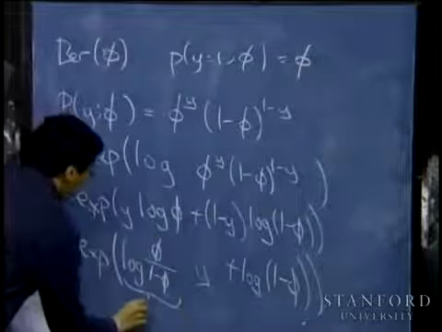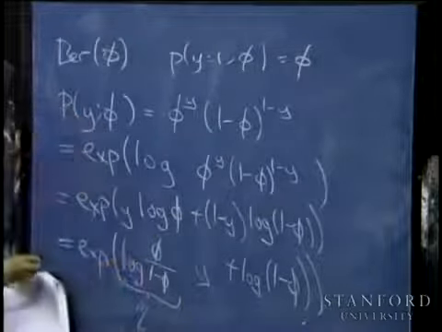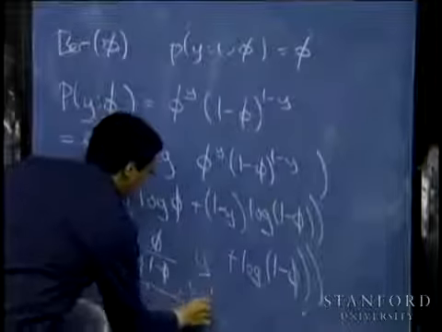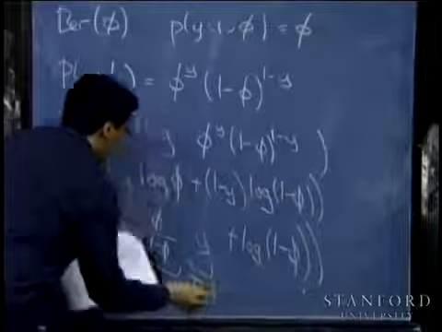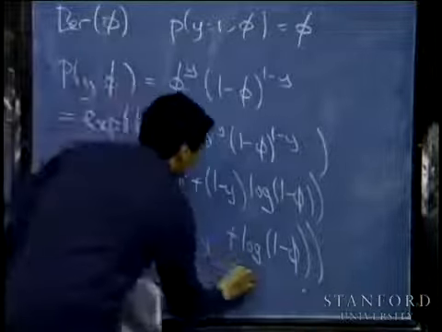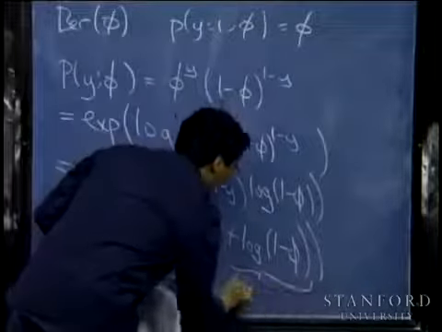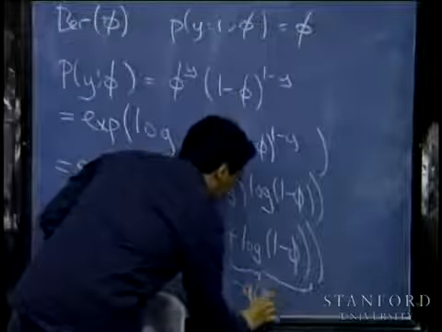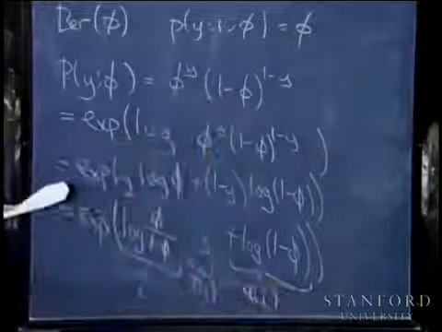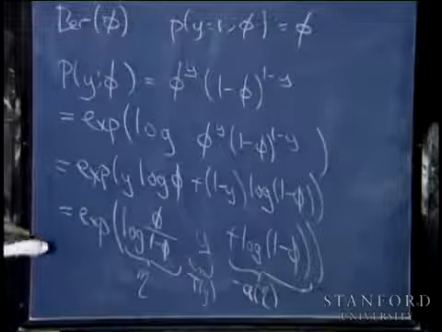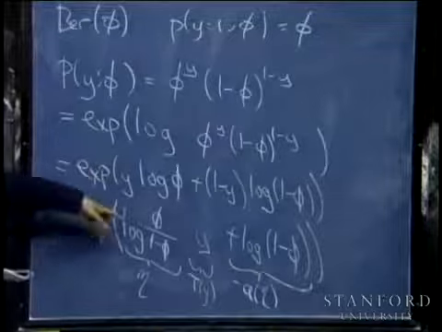And so I'm going to define that to be eta, this to be t of y, and this will be minus a of eta. And then b of y is just 1, so b of y doesn't matter.